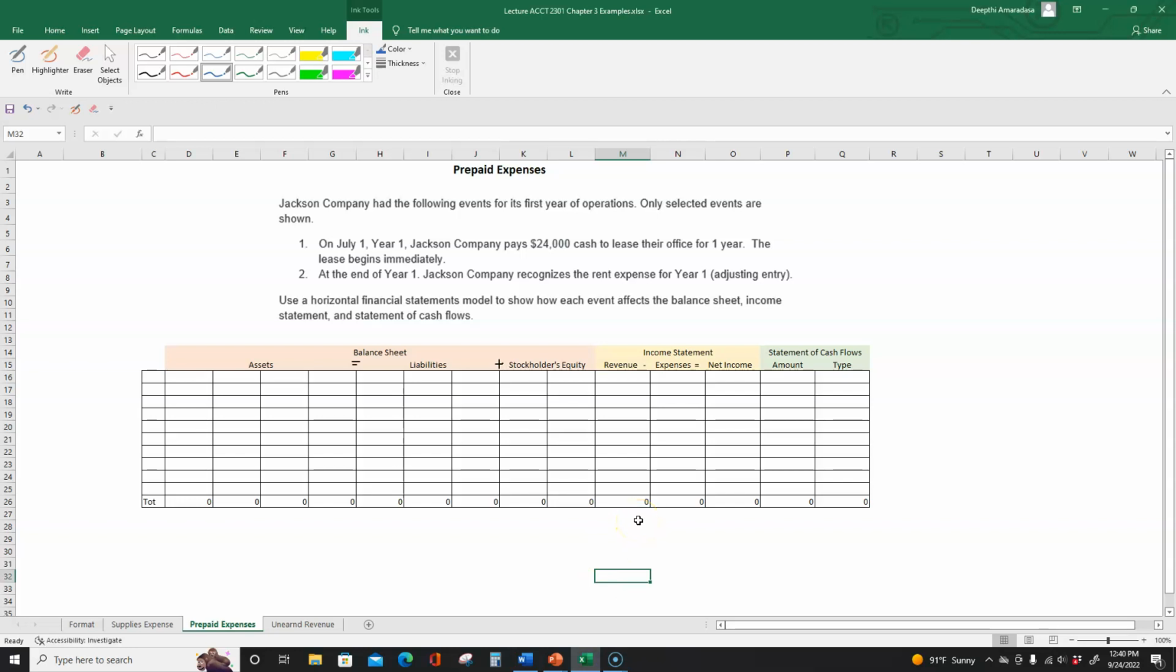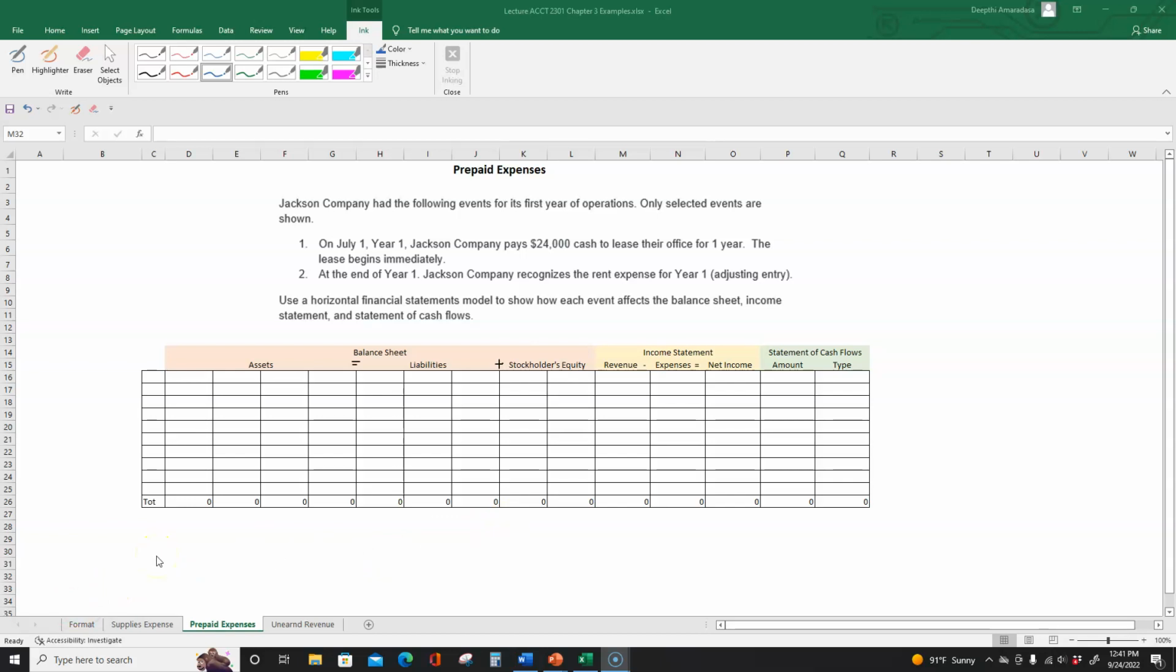In this example, it says Jackson Company had the following events for its first year of operation. Only selected events are shown. On July 1st, year 1, Jackson Company pays $24,000 cash to lease their office for 1 year. The lease begins immediately. Then it says at the end of year 1, Jackson Company recognizes the rent expense for year 1, which is an adjusting entry. Then it says to use a horizontal financial statements model to show how each event affects the balance sheet, income statement, and the statement of cash flows.